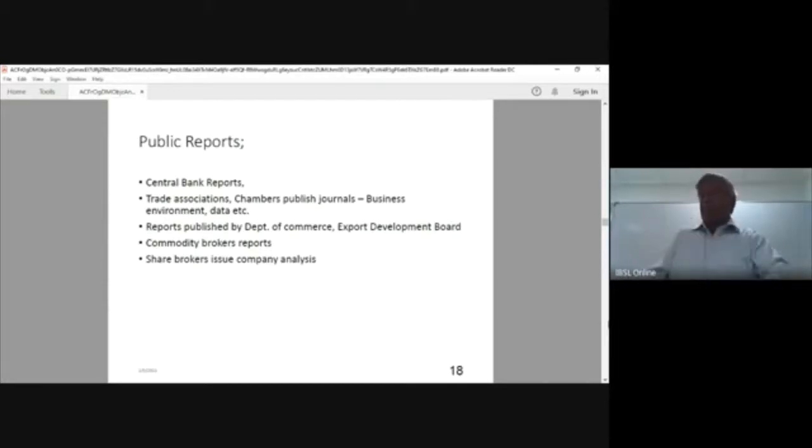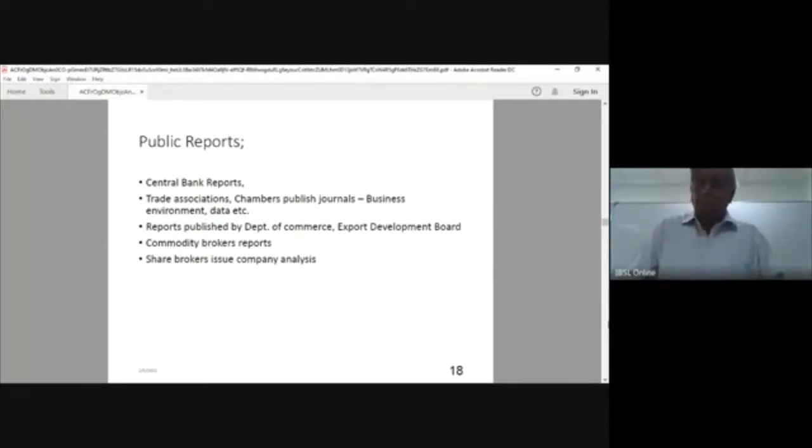Share brokers, the Colombo Stock Exchange, the Share Brokers Association also issue company reports. Some, on the request of the particular company, issue company analysis. So that will be helpful. These are all called public reports.